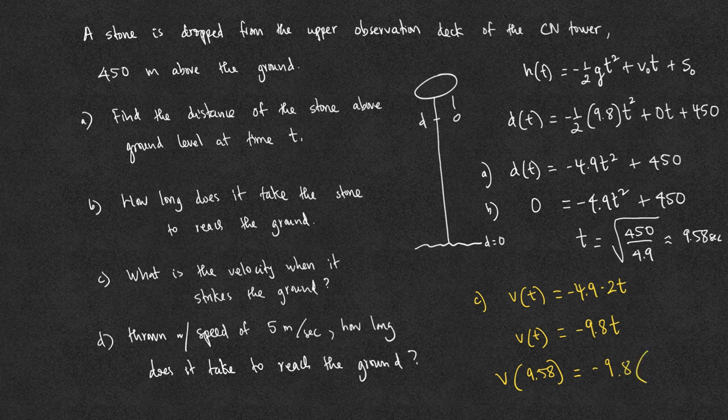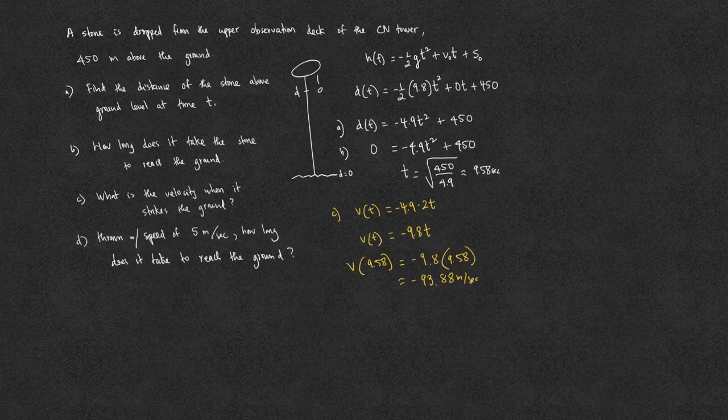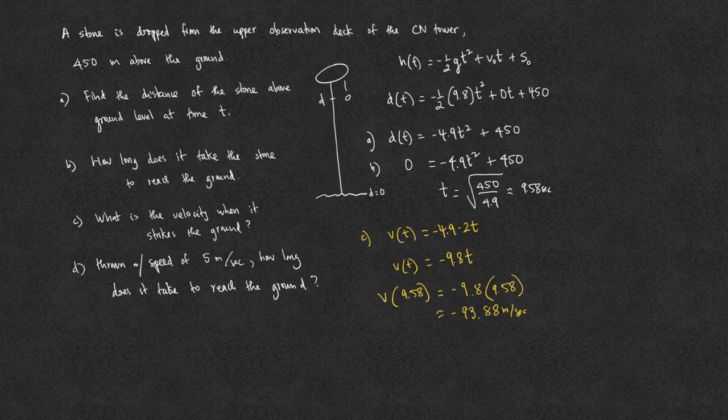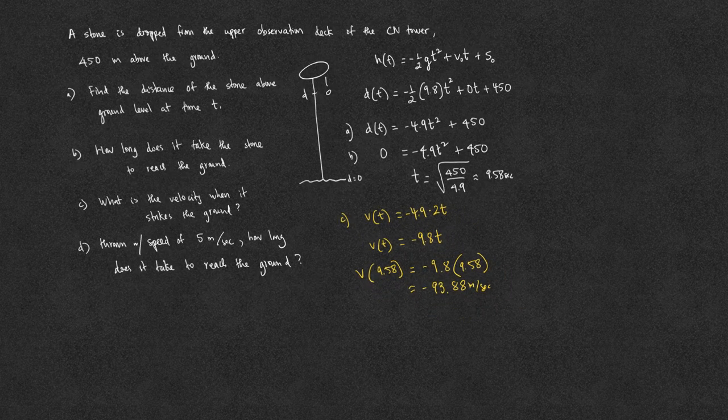So we plug 9.58 into the velocity. Negative 9.8 times 9.58, we will get roughly negative 93.88 meters per second, or about 94 meters per second. The velocity is negative because the height, or the distance of the stone, is decreasing as it gets close to the ground level. The speed is the absolute value of the velocity, so we would say that the speed is 94 meters per second, where we rounded it.